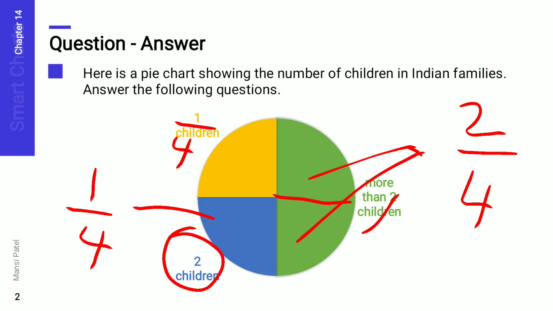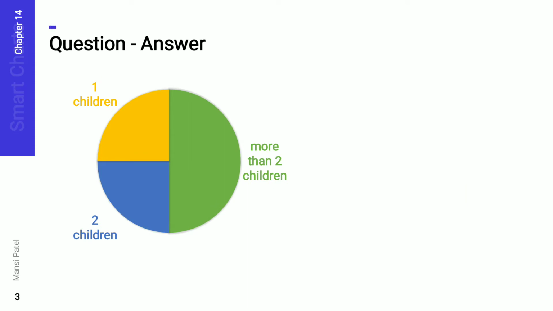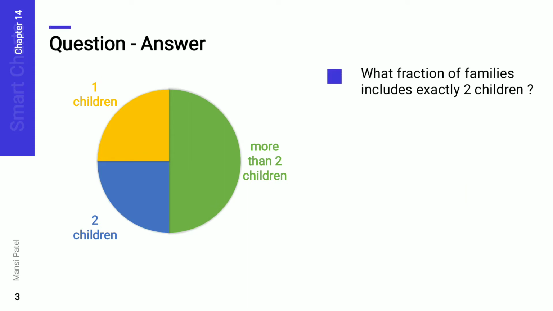So let us start solving some question answers. Your first question is: what fraction of families includes exactly 2 children? Here they are asking for the fraction only and only of the families which have only 2 children. What is the fraction of this?